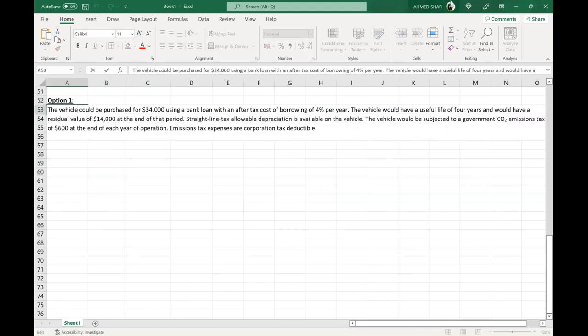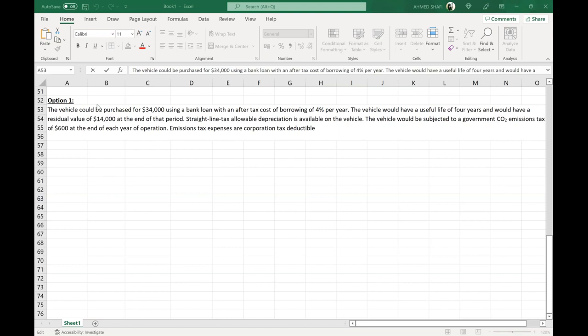Okay, so this is option one. The vehicle could be purchased for 34,000 using a bank loan with an after-tax cost of borrowing of 4% per year. The vehicle would have a useful life of 4 years and a residual value of 14,000. Straight line tax allowable depreciation is available on the vehicle.